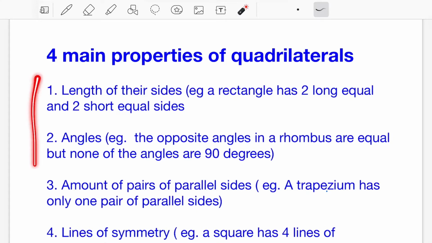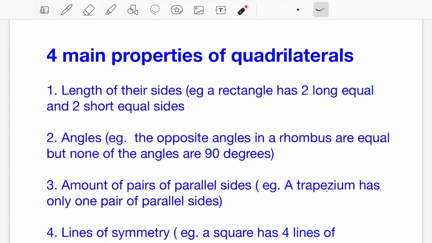So the four properties are: 1. The length of their sides. Are all of the sides equal? Are all of the sides different? Or are the opposite sides equal? Number 2, angles. Are all of the angles equal to 90 degrees? Do we have any acute angles or obtuse angles? Are the opposite angles equal? Do we have four 90-degree angles?